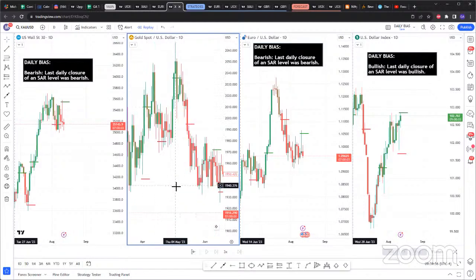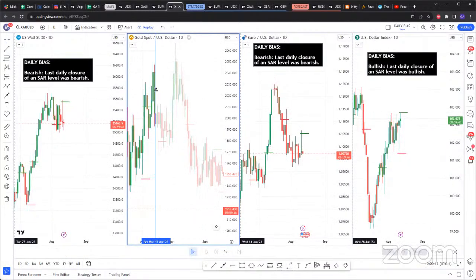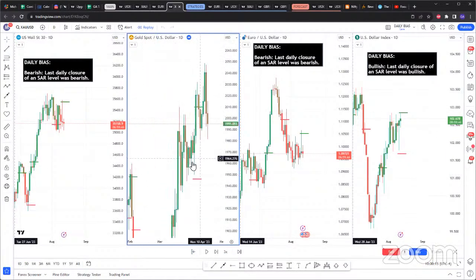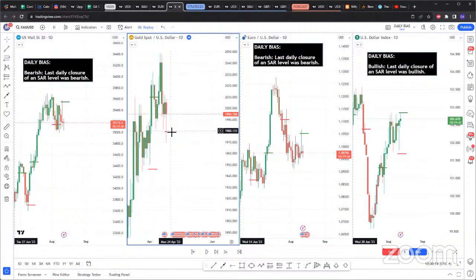So for example, let me use this as an example right here. Let's backtest this to show you a practical example. If we go, let's use this sell SAR right here that wasn't validated. So where's that replay tool? And I want you guys to observe the candle that creates that SAR sell. This candle right here. So it created this SAR sell.